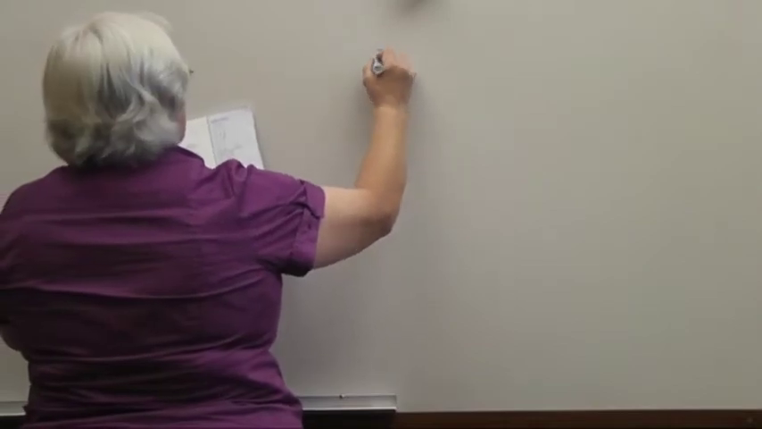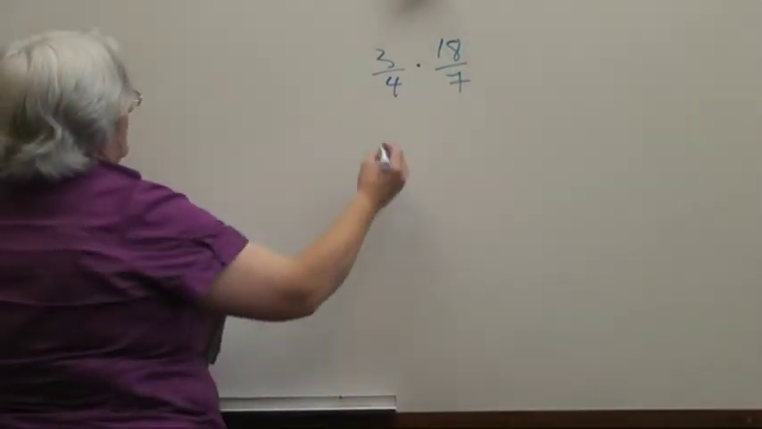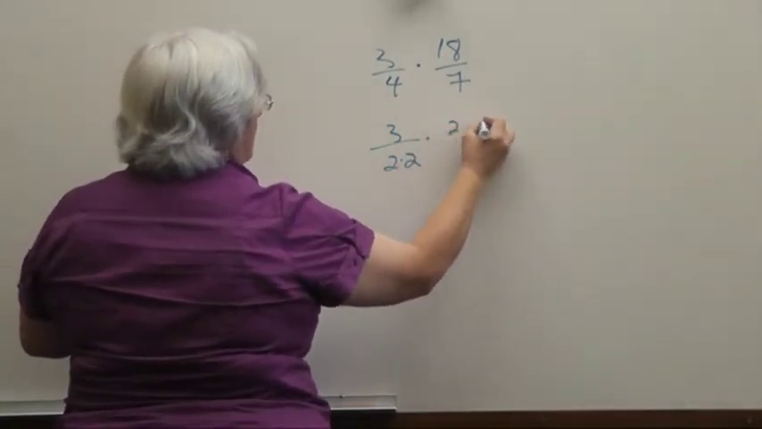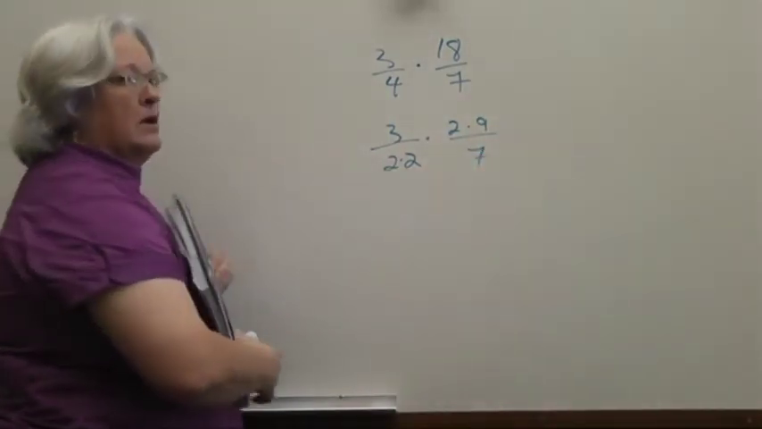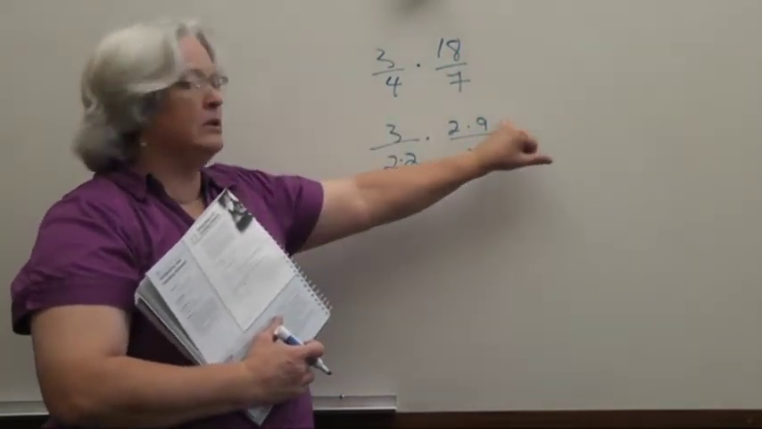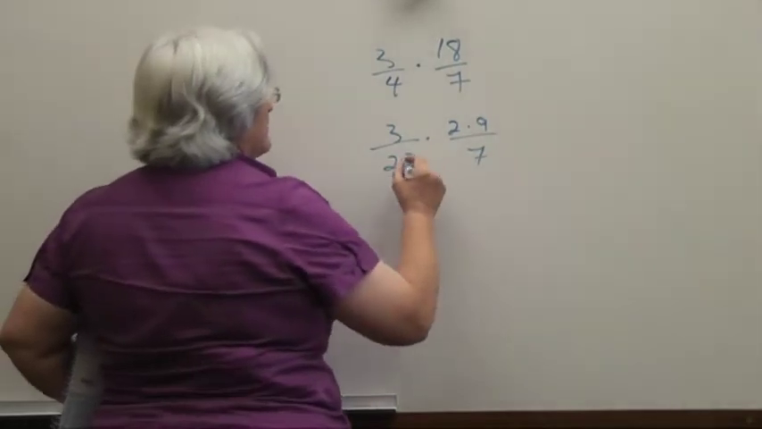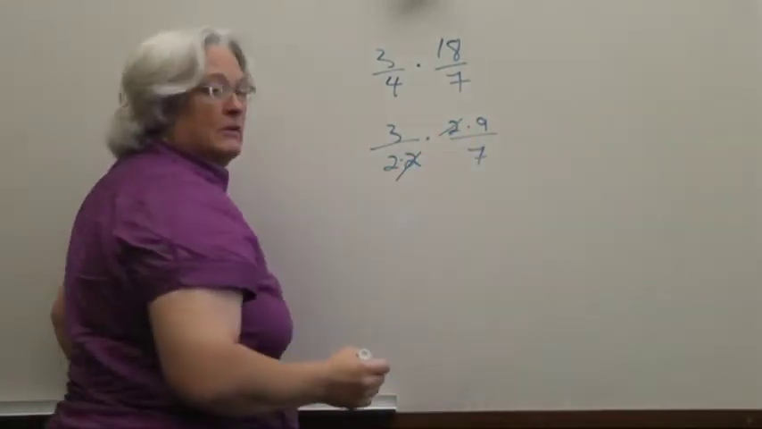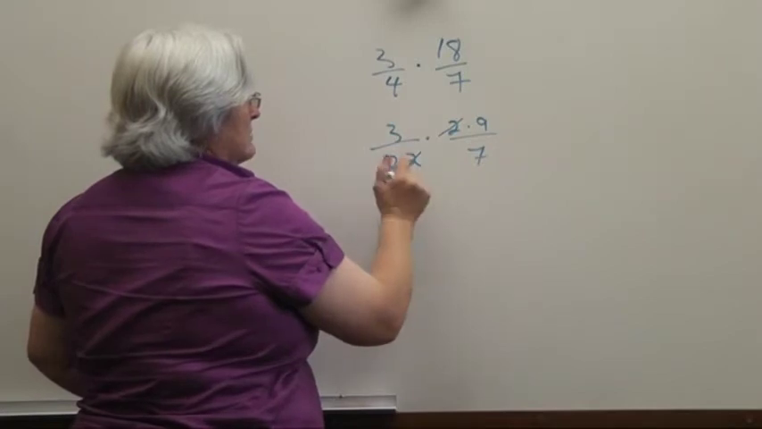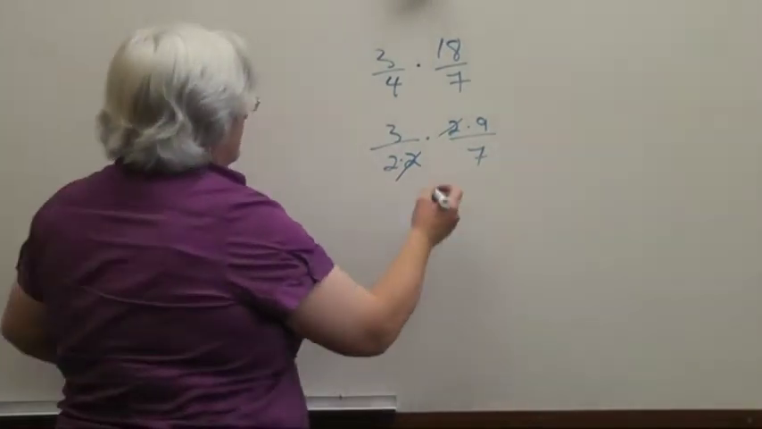Example 2, 3/4 times 18/7. We can write this in factored form: 2 times 2 times 2 times 9 over 7. Now, your text will tell you to write each of these numbers in prime factored form. But sometimes you can save yourself a little time by realizing that I have a factor of 2 in common here that I can cancel. And I have 3 times 9 is 27, divided by 2 times 7 is 14.